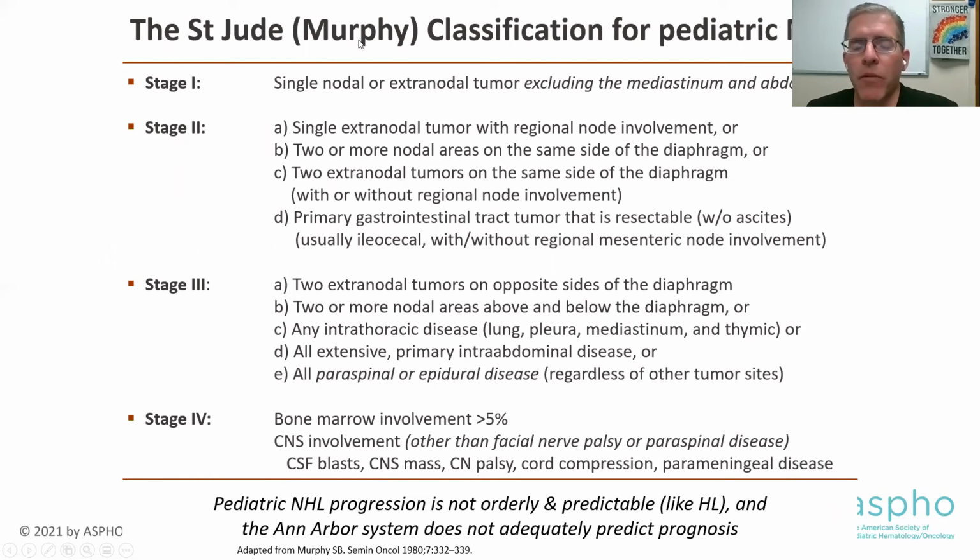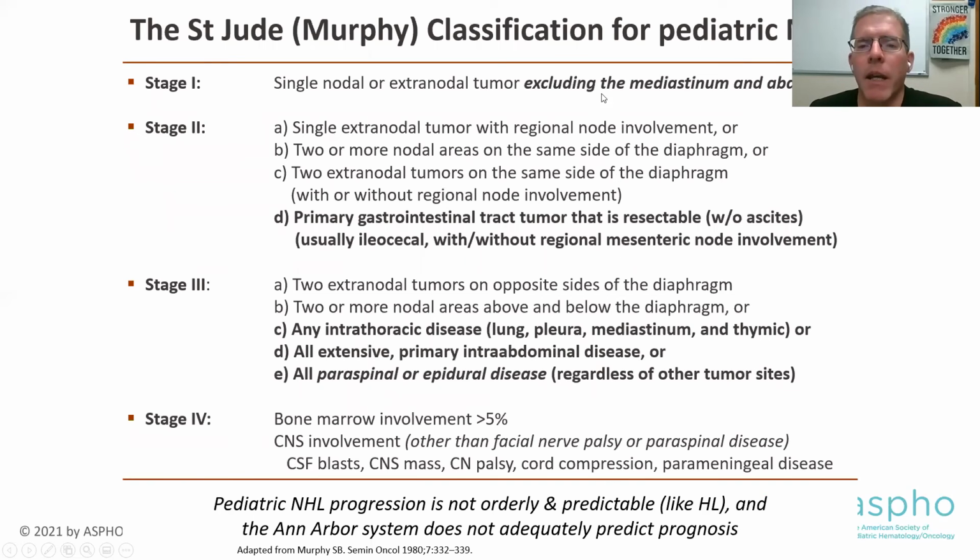This is the St. Jude or the Murphy classification. It is different than the Ann Arbor classification that we use for Hodgkin lymphoma. And what is in bold here highlights the differences. So an easy test question is, if you have an anterior mediastinal mass and it's Hodgkin lymphoma and you have no other disease, what stage is it? It's stage 1. But if you have an anterior mediastinal mass and no other disease and it's a non-Hodgkin lymphoma, you can see that that automatically bumps you up to stage 3. I won't read the rest of these, but this does highlight the differences.